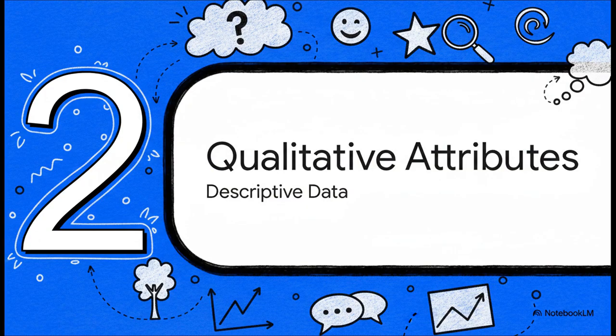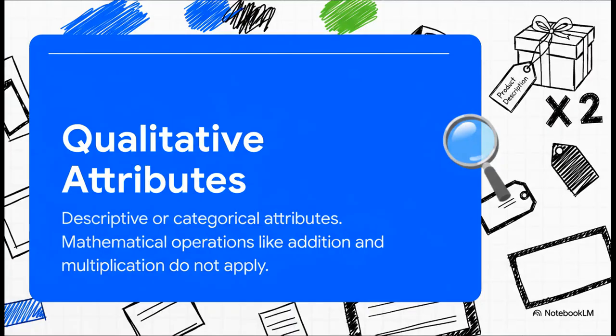Okay, so let's meet the first of our two main characters in this whole data story. This is the data of description, of categories, of context. This is the world of qualitative attributes. So here's the key thing to get about qualitative data. It describes a quality or a category. Just think of them as labels.